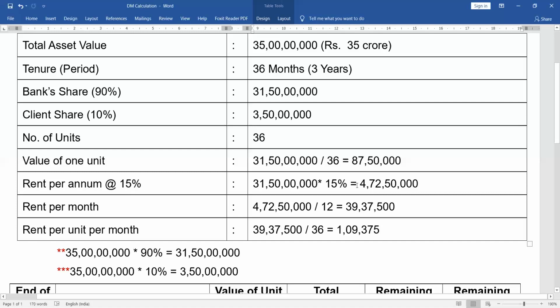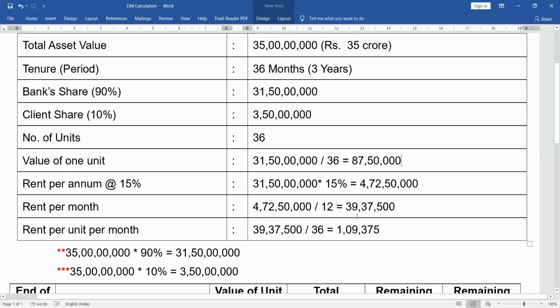We have calculated the rent per annum at the rate of 15%, that is 4 crore 72 lakh 50,000. Now we need to calculate rent per month. Per annum we have calculated, and in a year there are 12 months, so we divide by 12. 4 crore 72,50,000 divided by 12 gives 39,37,500. This is the rent per month.